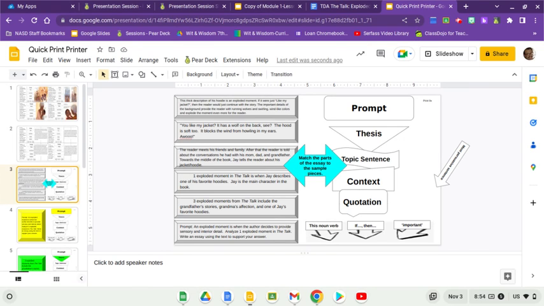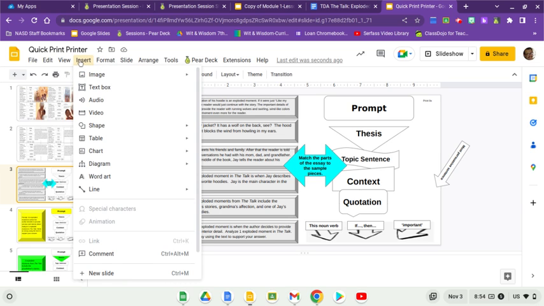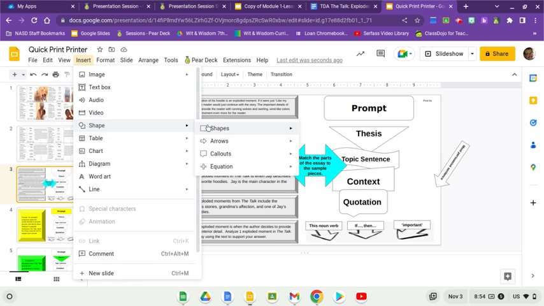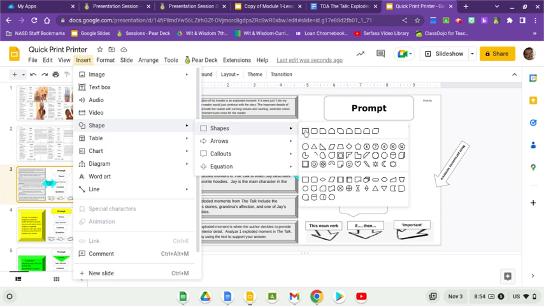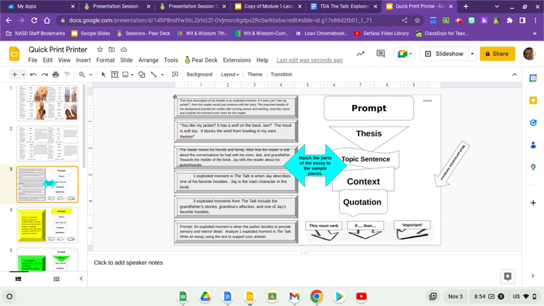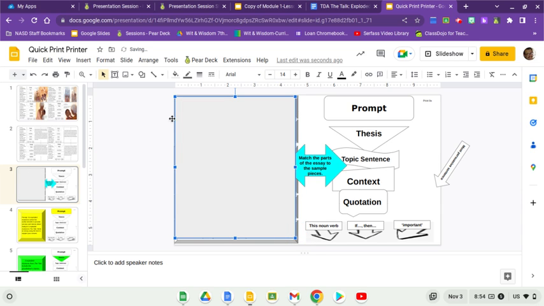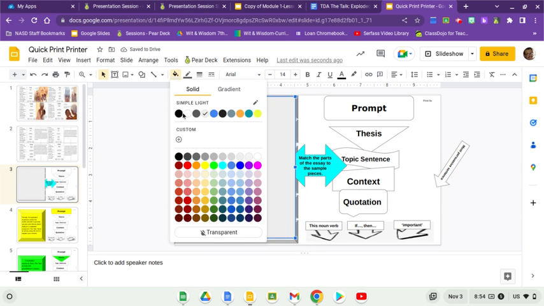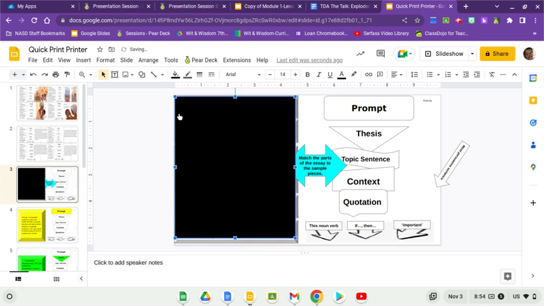Oh, welcome back. If you could please lay out the envelope that Mr. Surface gave you, or the pseudo envelope as it is, and I'd like you to line up the right hand side prompt, thesis, topic sentence, context, quotation, and then the three arrows. I'd like you to line that up for me right now. Take the time to do so, please.